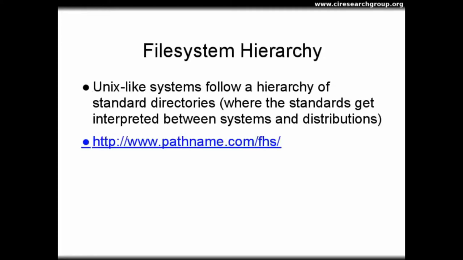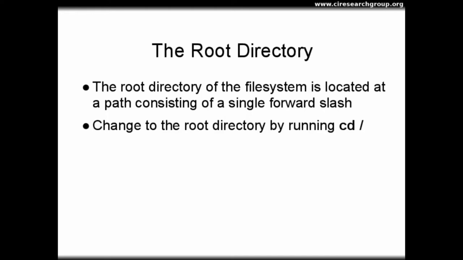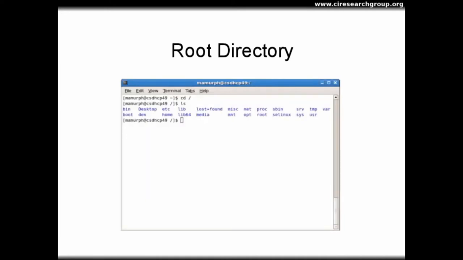Now, all directories on a Unix system are organized according to the file system hierarchy, and there is a specification available for the file system hierarchy which different distributions follow to different levels, and the standards get interpreted a bit differently between systems and distributions. In any case, however, the root directory of a file system is located at a path consisting of a single forward slash. You can change to the root directory by running cd, and then as the argument to cd, just a single forward slash. In this screenshot, we can see I've run cd slash, and then run ls to look at the contents of the root directory.